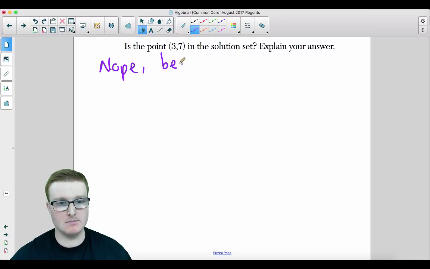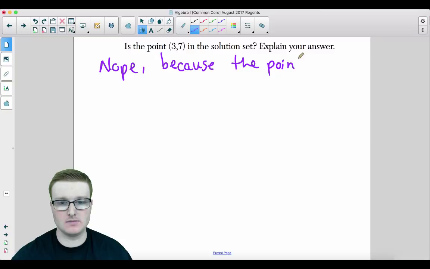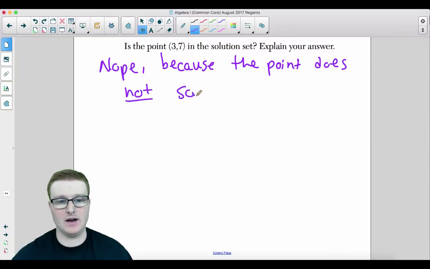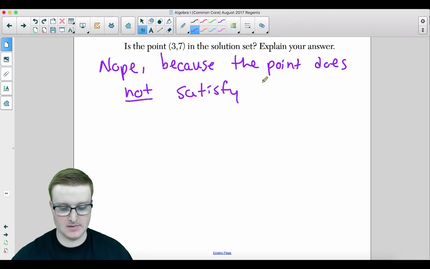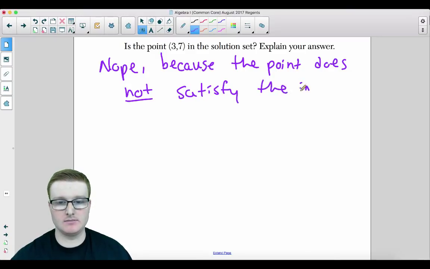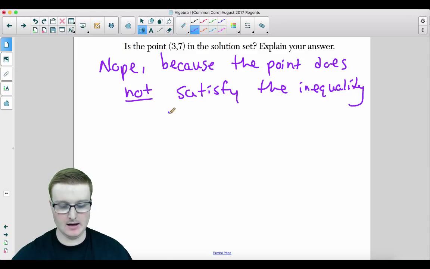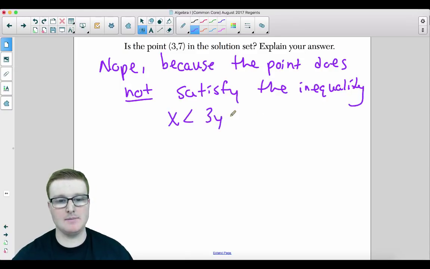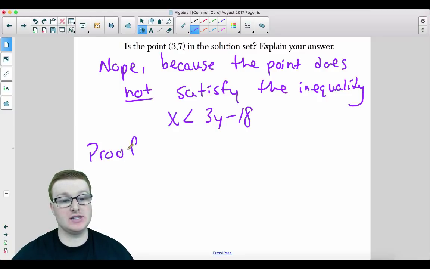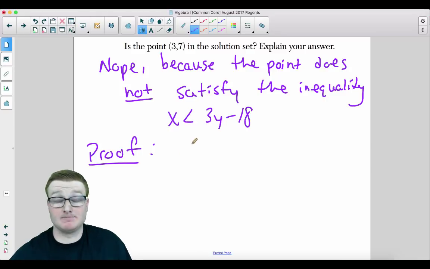Nope. Because the point does not satisfy the inequality x is less than 3y minus 18. And let me show you your proof. It's because you need to prove yourself because it says explain your answer. So this is actually explaining.